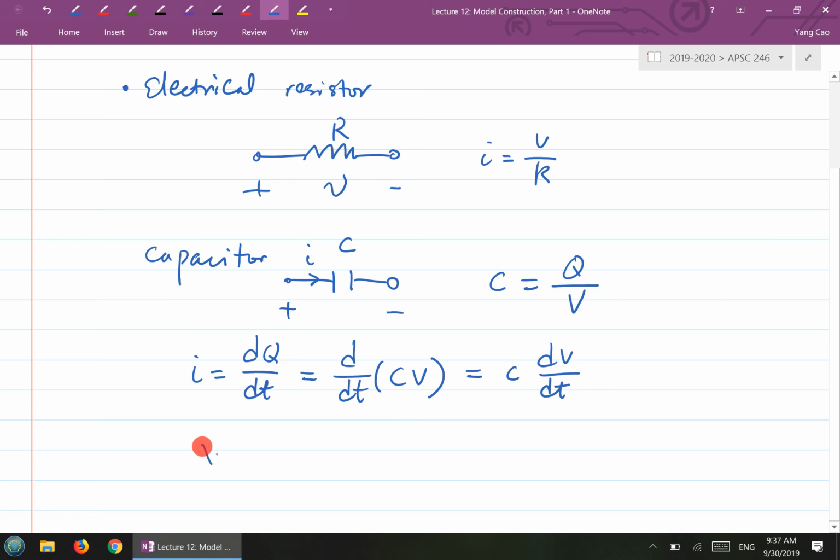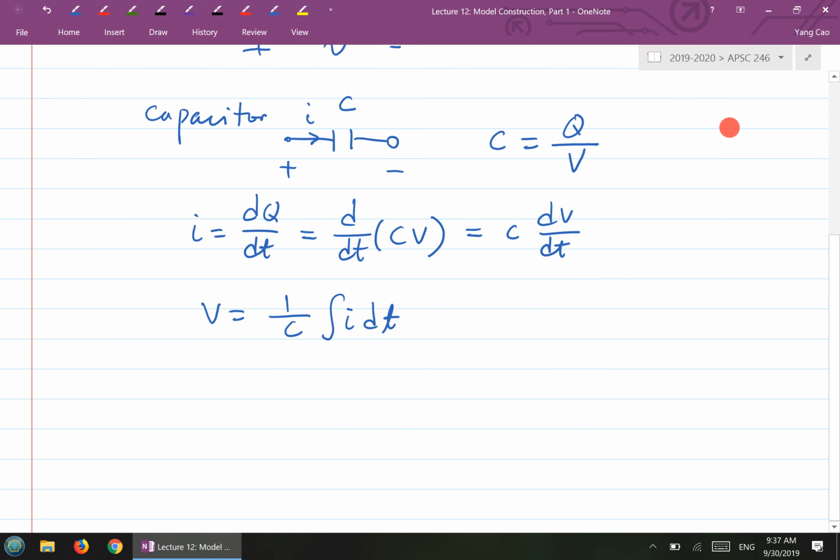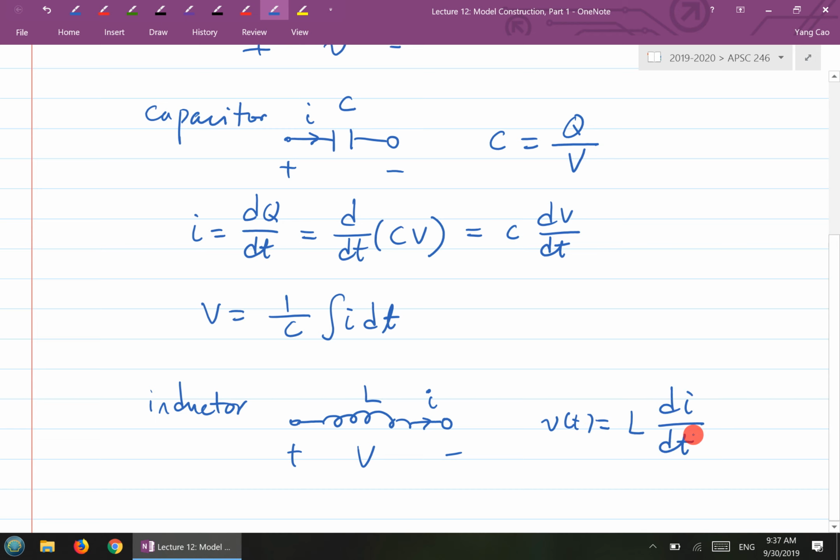Sometimes you can also write it the other way, so basically V equals 1 over C times the integral of I dt. So that's the capacitor. And there's also the inductor, indicated using L. You have a current I flowing through it, and the voltage V across the inductor. Very similarly, V is equal to L di over dt.